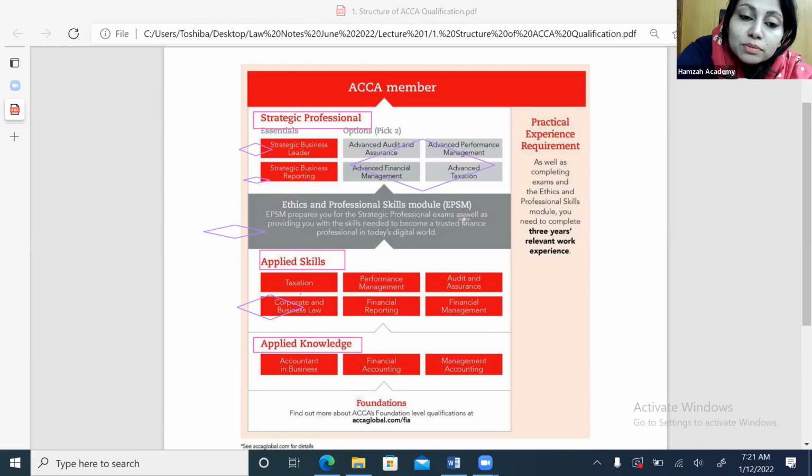and two out of these options. That means in total you have to complete 14 papers: 1, 2, 3, 4, 5, 6, 7, 8, 9, 10, 11, 12, 13, and 14. Three from here, 6 from here, 9, 2 from here, 11, and 2 from here. Sorry, it's 13 papers, right? And the 14th is the ethics and professional module. Once you are done with these stages, then you will get through with your ACCA qualification. And after your qualification, you are required to have practical experience of 3 years in relevant work. What is important for us is our paper falls in the applied skills level, the second stage of the ACCA qualification.